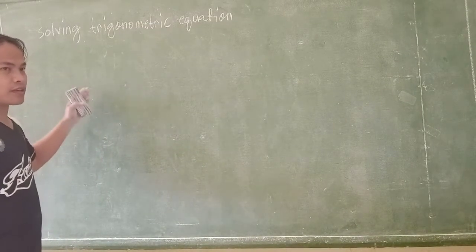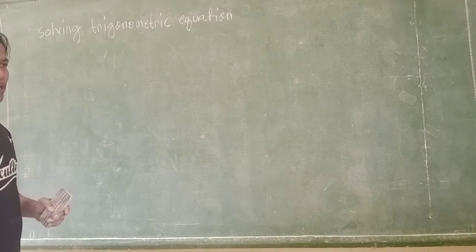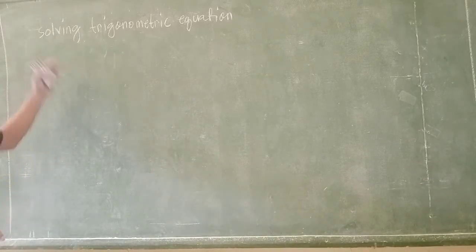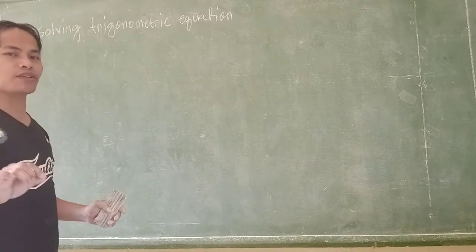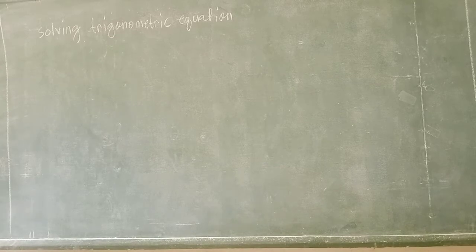If it satisfies the equation, it means that the degree or radian measure that we obtain is the solution. If not yet, we keep looking using the concept of the unit circle. So let us have this one, solving a trigonometric equation.